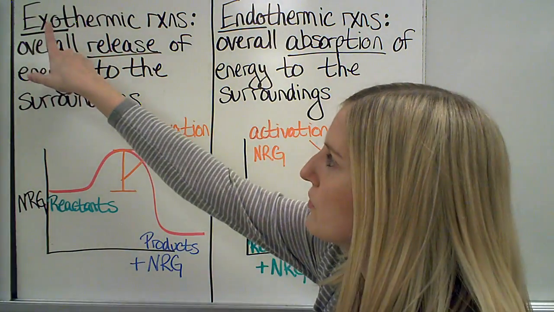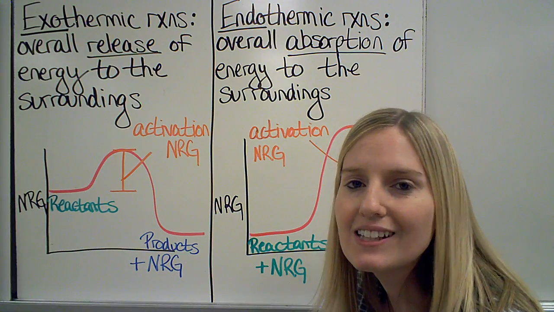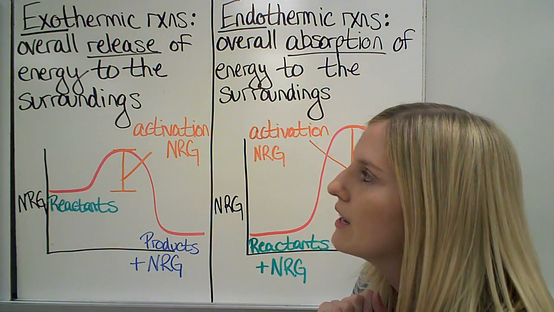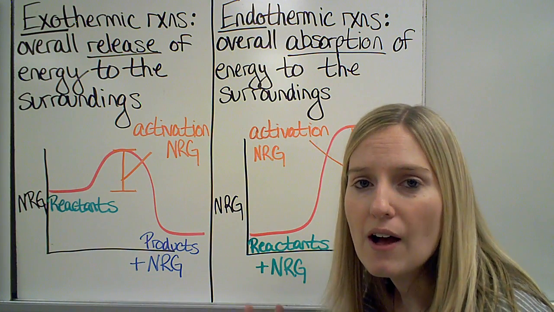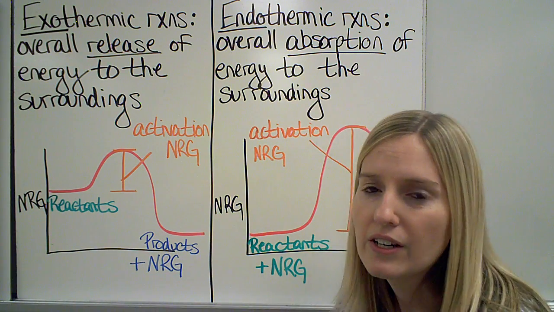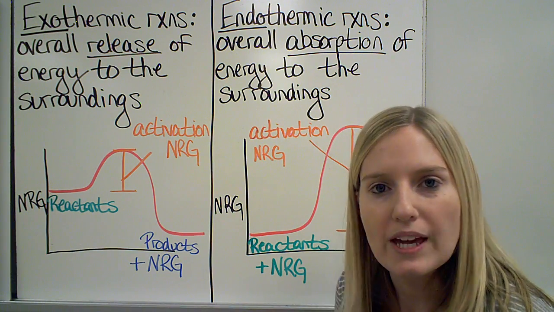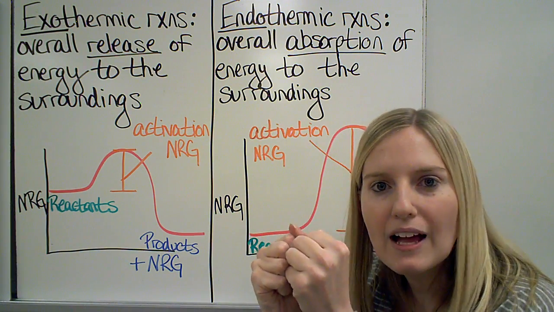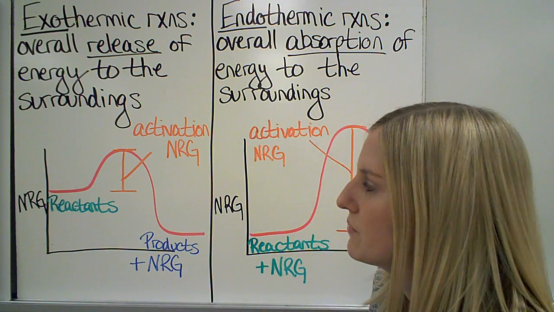So an exothermic reaction, we've seen that word before. Exo means exit. Energy is leaving. It's being released. And in this case, it's being released to the surroundings. So conservation of energy is still happening here. The energy didn't disappear. It's just in a different location. Instead of being trapped in those bonds, it's been released to the surroundings near the reaction.